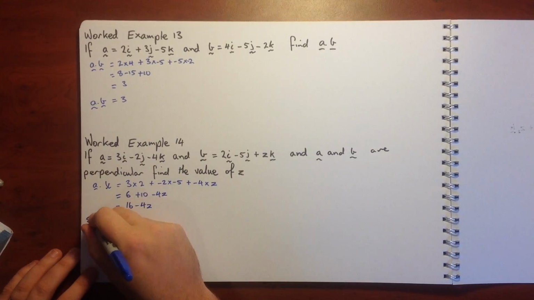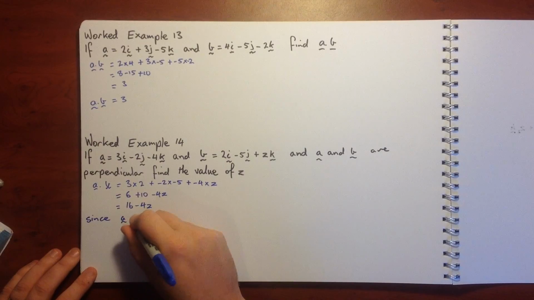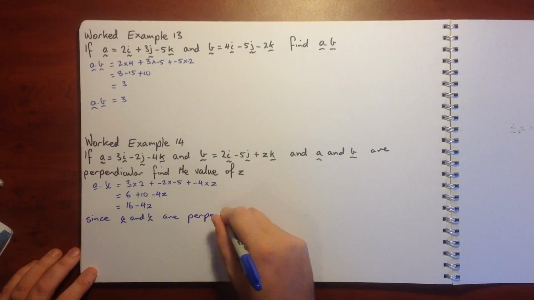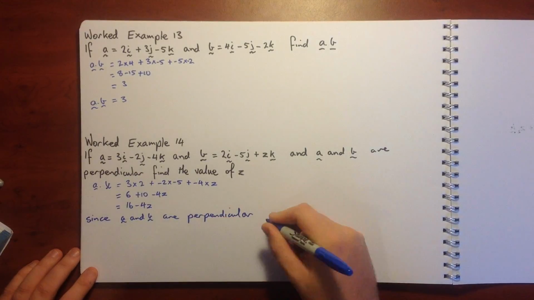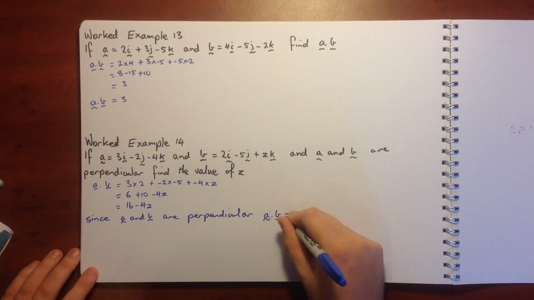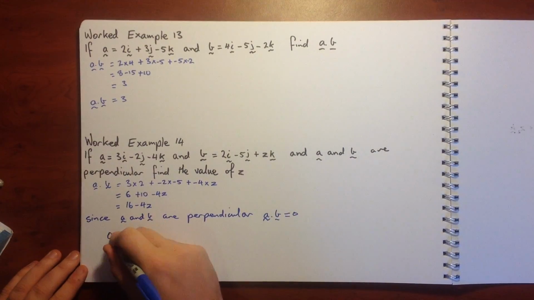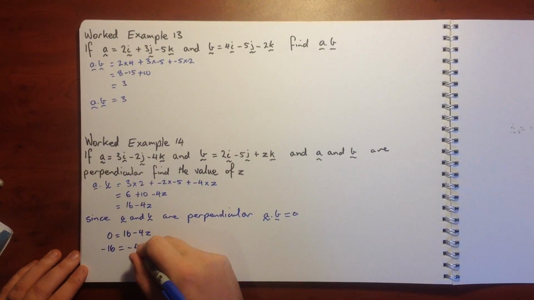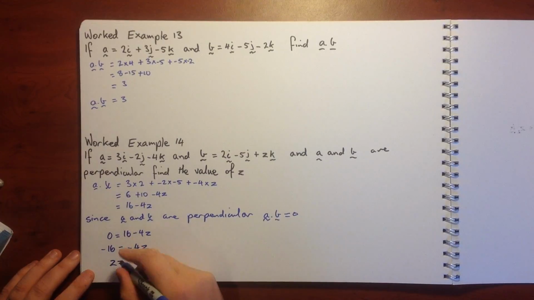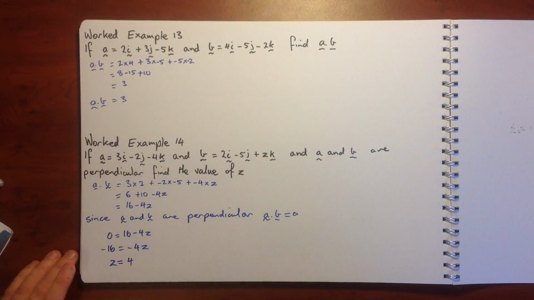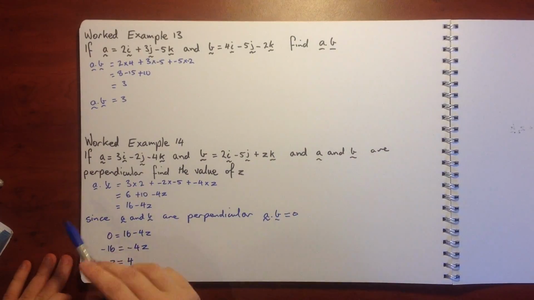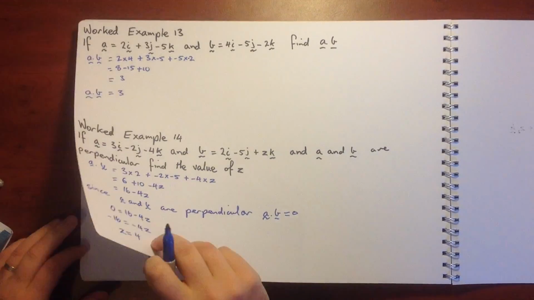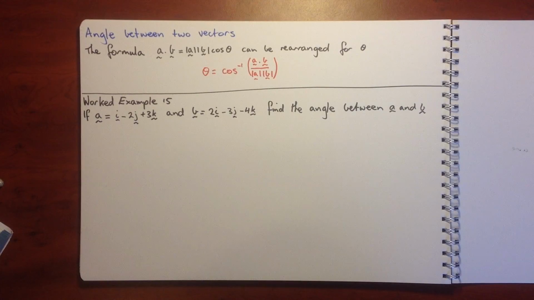Okay, since a and b are perpendicular, we know that a dot b is going to equal 0. So we can then say, well, 0 equals 16 take 4z. So minus 16 equals minus 4z. So z equals 4. Okay, so as I said before, we can use the dot product, particularly when things are perpendicular, to solve different problems like we've done here. So we'll keep moving on. There's a fair bit in this tutorial that we need to get through.